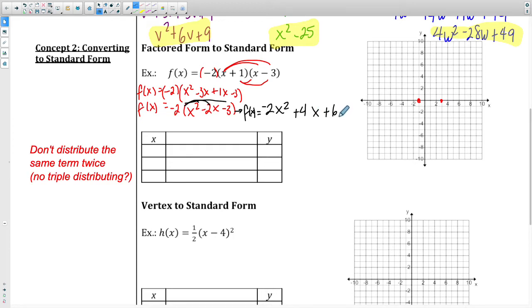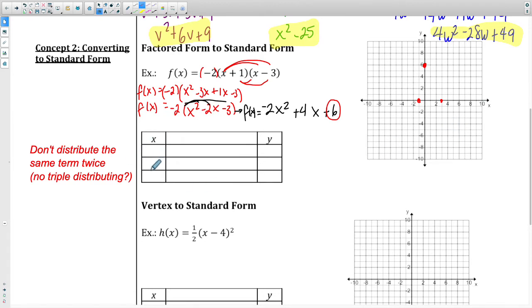Well, what did that gain me? Why do I even bother? Well, one thing it gained me is it gave me my c value, right? Standard form, that's what standard form is so great about, is it gives you what your y-intercept is. And so now it's going to be quite easy for me to graph this.